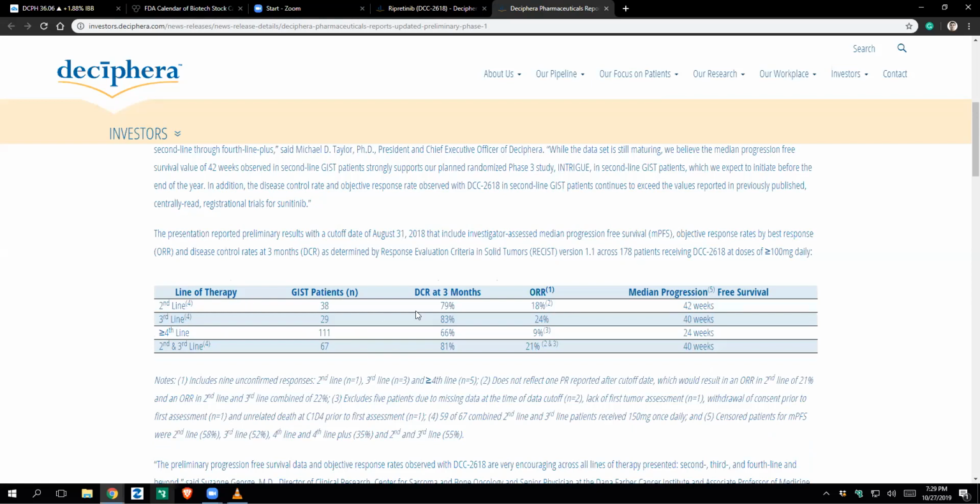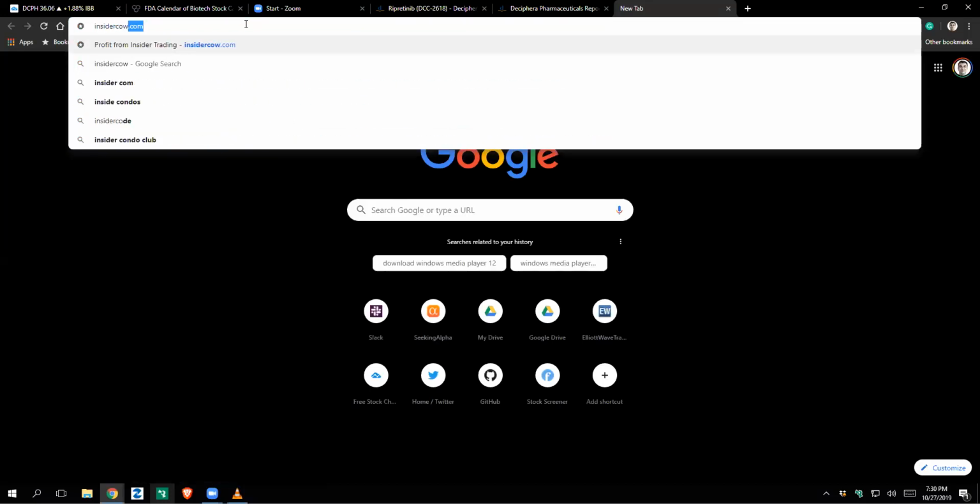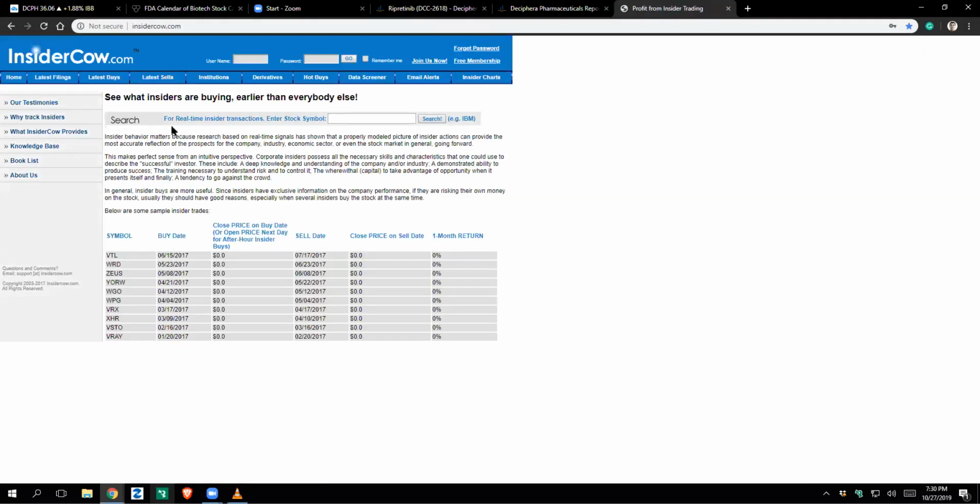So here, second line, they had an ORR of 18%, median progression-free survival 42 weeks. Third line, more than fourth line, 24 weeks. Second and third line, 40 weeks. Okay, that's good. Okay, let me just look at something else. I mean, it looks good so far.